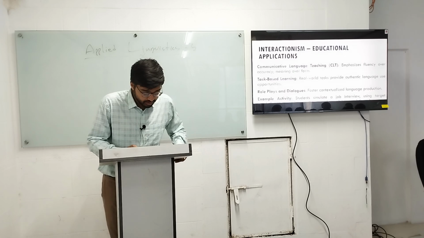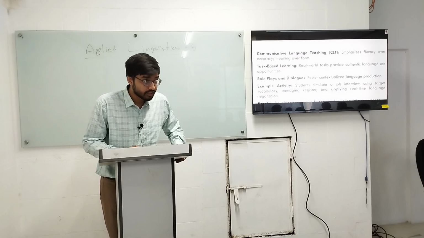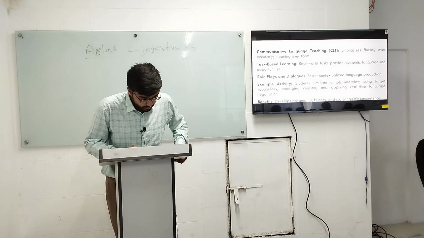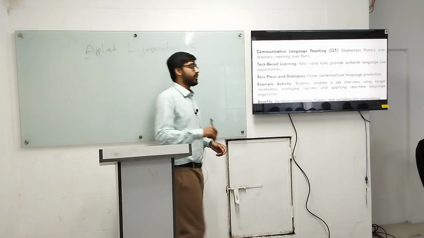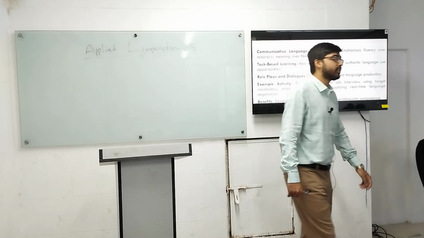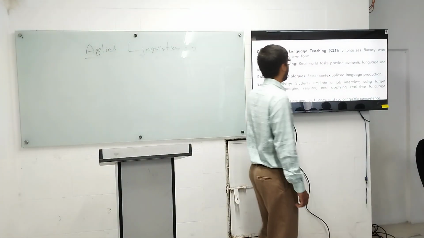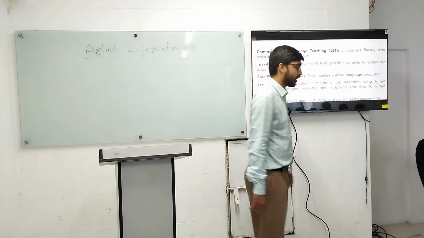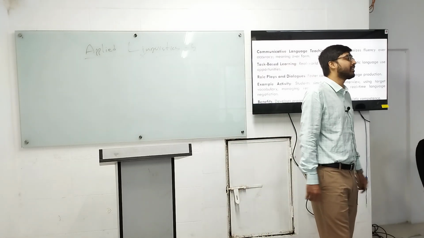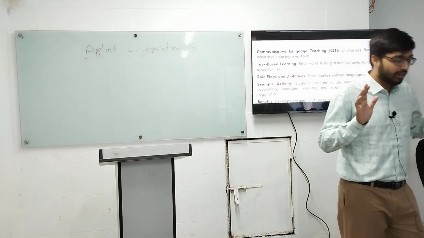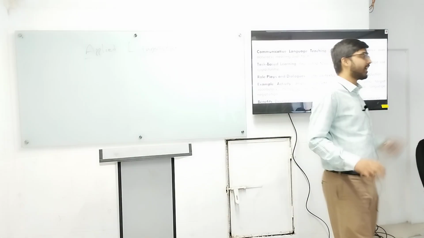Okay, interactionism, educational application. How we apply these things in education. Okay, CLT, communicative language teaching. See, this is very important here. CLT, communicative language teaching, emphasizes fluency over accuracy, meaning over form. That means whether you are speaking it correctly or not, you are speaking. This is the way of teaching in CLT.